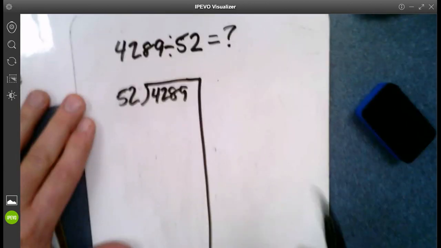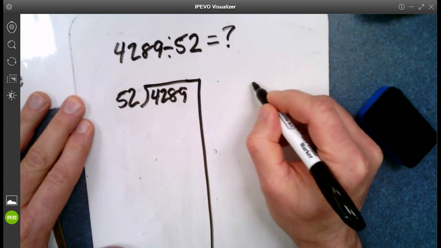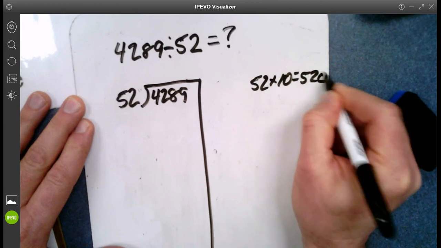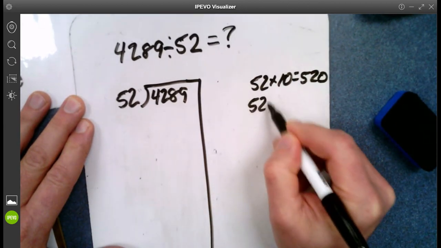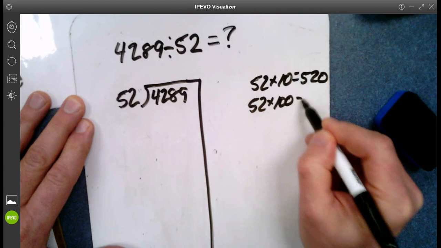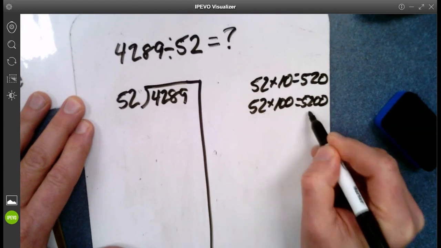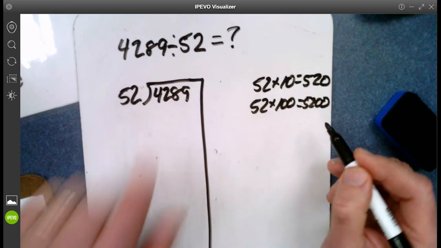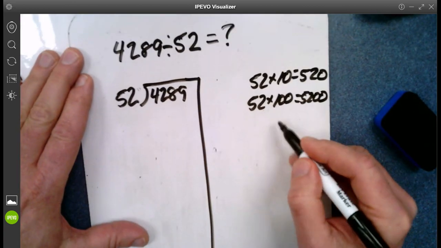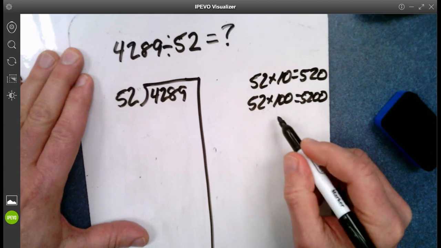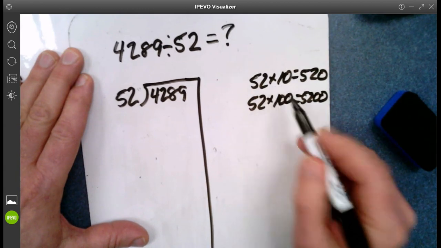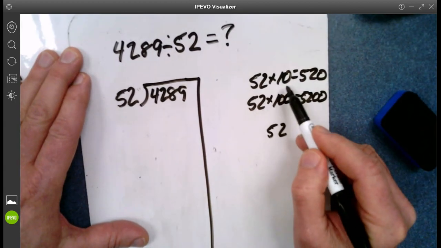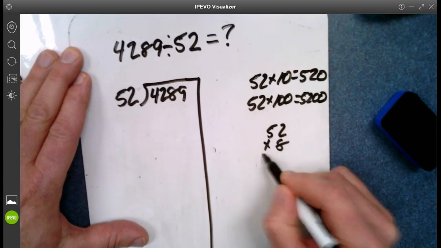All right, so here's what we know. We know that 52 times 10 is 520. We know that 52 times 100 is 5,200. That's too high. So I'm going to go off to the side and I'm just going to try 52 times 8, okay? And watch why I'm going to do that. Because if I know times 8, I can do times 80, right? So I'm going to do 52 times 8.